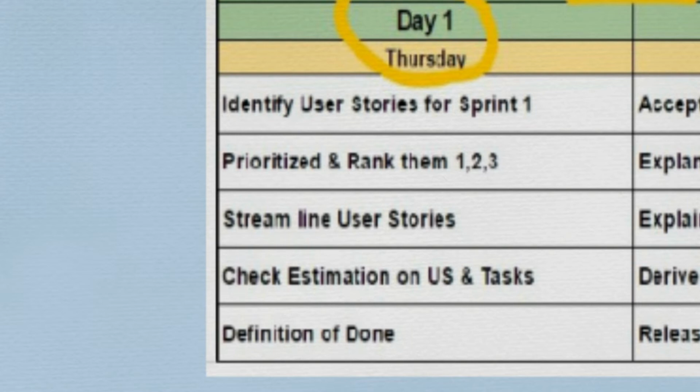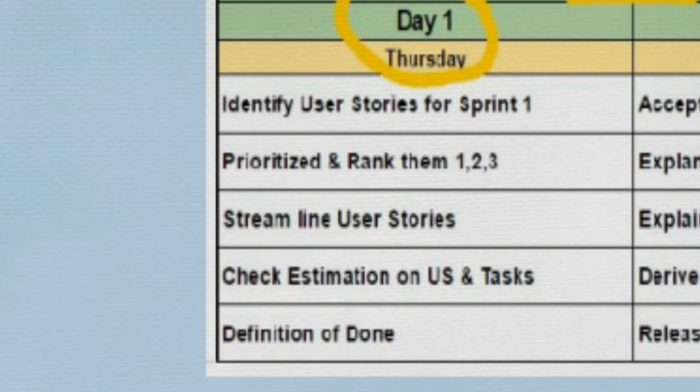Product backlog items are prioritized and ranked, like 1, 2, 3, 4, 5. User stories are also streamlined. That means which user story will be aligned to which sprint. What goes into which sprint is also determined, be it high or low priority. Estimations are also checked for each user story.